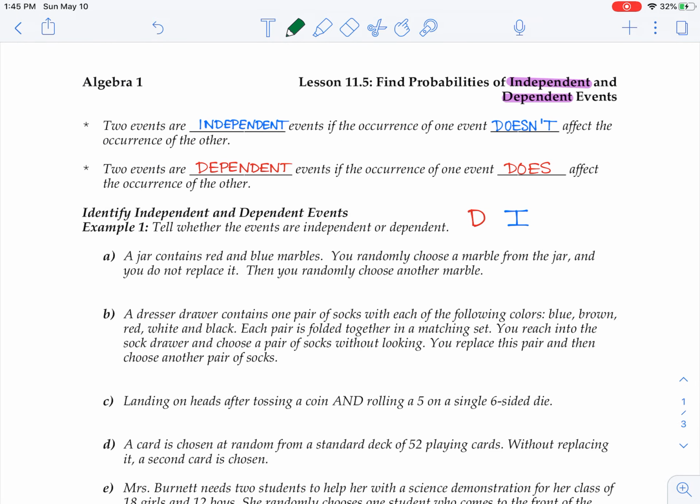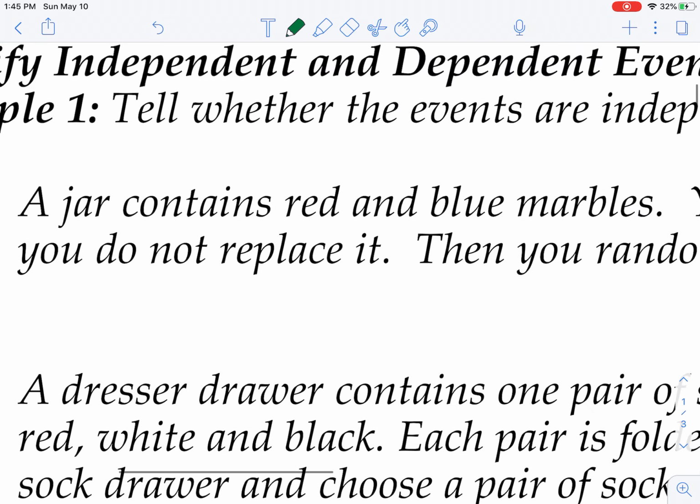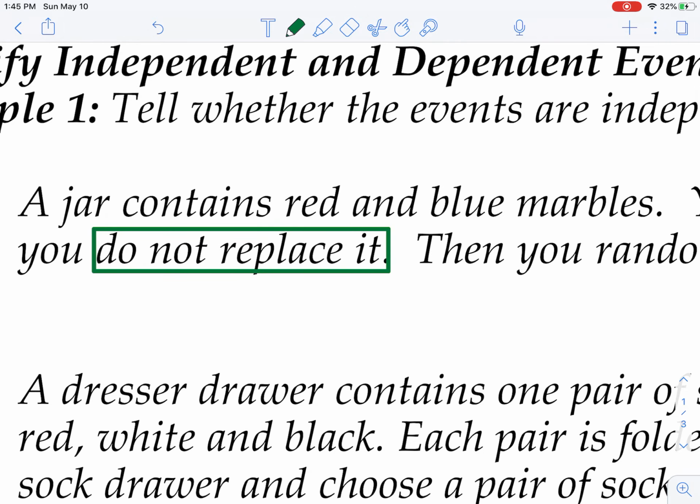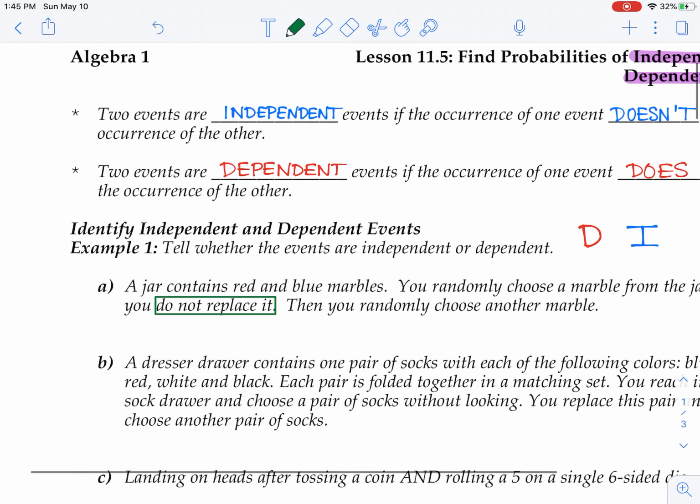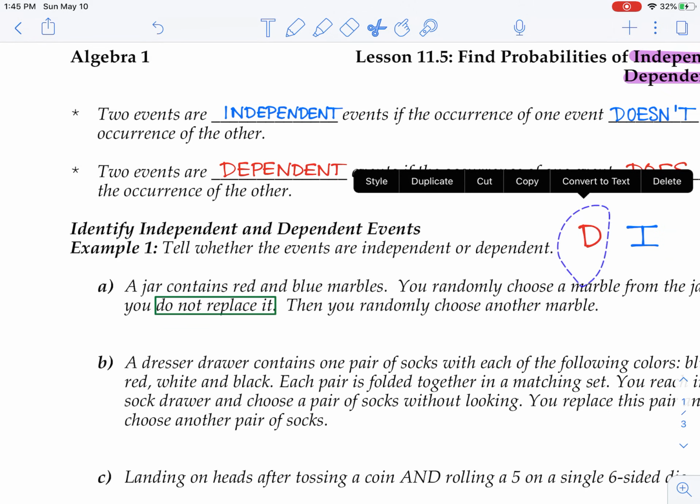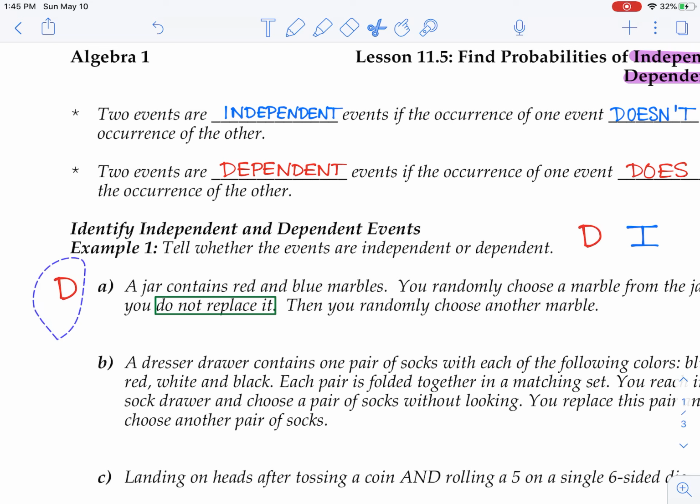So we have two events happening here. We're picking a marble out. We leave it out of the jar by not replacing it, and then we choose a second. So the big words here that are going to lead us to whether this is independent or dependent are "do not replace." In this particular case, we would say that these two events are indeed dependent on each other because the probability of the second event is affected because there's one less marble inside of the bag. So the total value on the bottom would change.